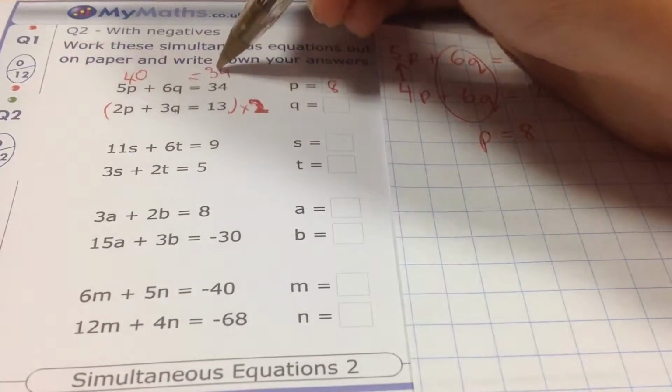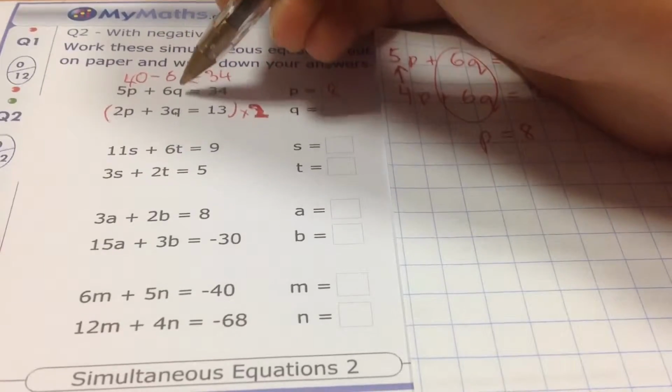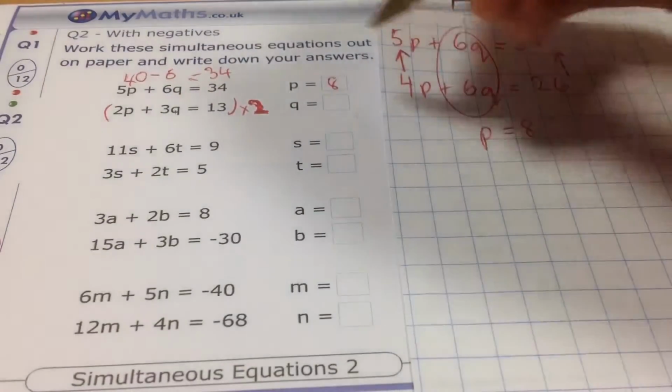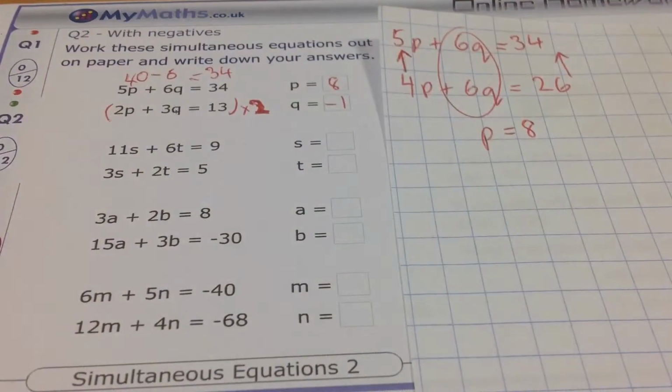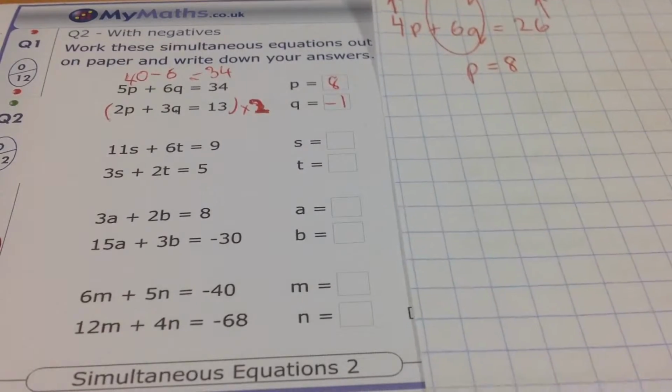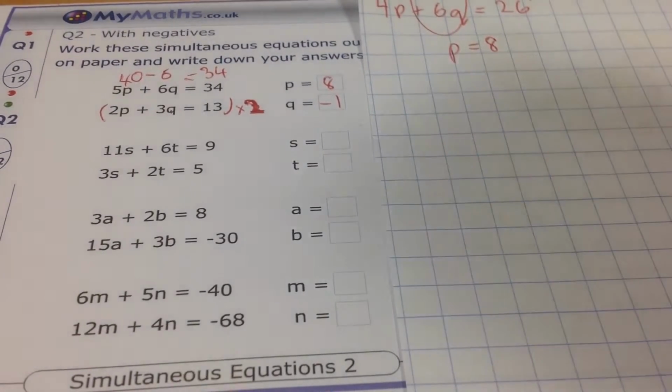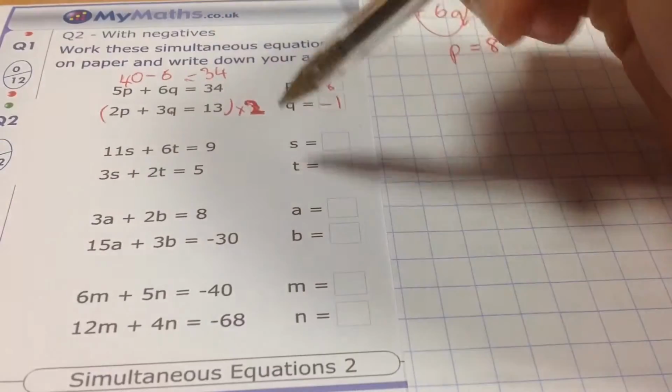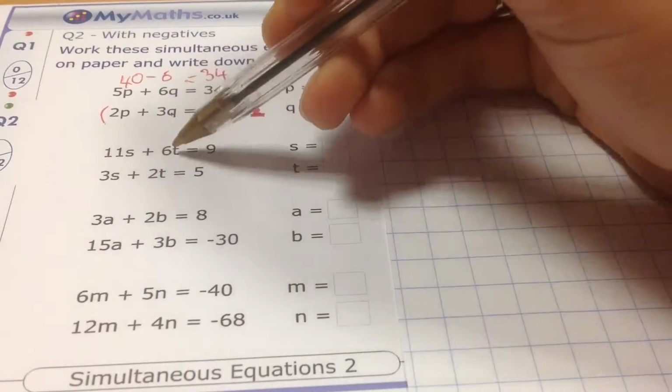So to get from 40 to 34, I have to take away 6. So 6q is minus 6, q is minus 1. As promised, we have a negative solution. Here, 11 and 3 are not multiples of each other, but 6 is a multiple of 2.